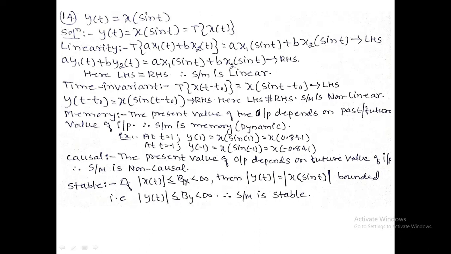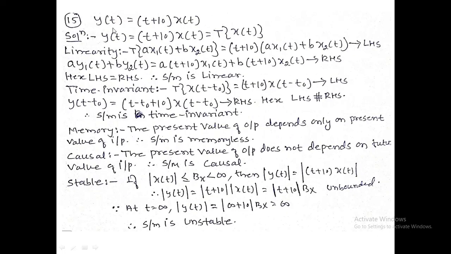Stability. For a bounded input, magnitude of x of t less than or equal to Bx, which is less than infinity, I have to find out the magnitude of y of t. Therefore the modulus of y of t equals the modulus of x of sine t. Here, is it bounded or unbounded? Sine of t always varies between minus 1 and 1, hence x of 0, x of 0.5, x of anything up to 1, x of 1, is bounded, because x of t is a bounded value. So the argument here is nothing but sine t, and it is bounded, hence the system is a stable system.